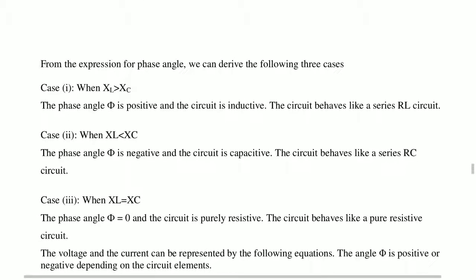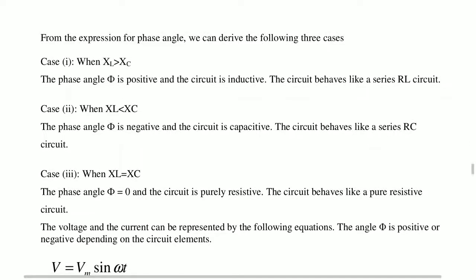Now in the second case, when XL is less than XC, the phase angle phi is negative. Why? The circuit is capacitive. That means the dominating nature is the capacitance. So XC is a higher value than XL, and the nature of the circuit is capacitive. Here the circuit behaves like a series RC circuit. So these are the two cases, very important.